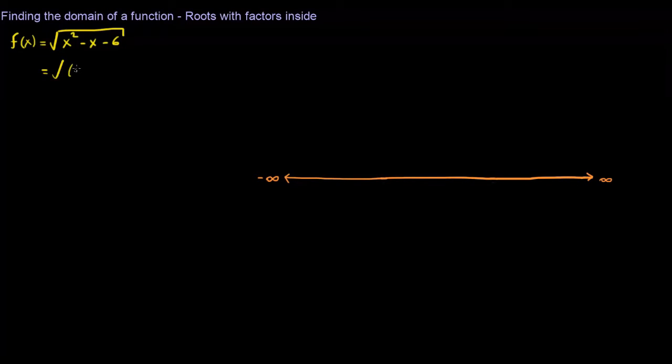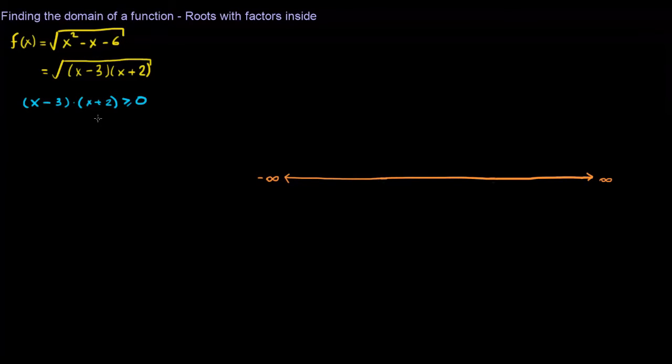Here would be x minus 3 times x plus 2, and that will be the factorization. I'm just going to close the parenthesis here. Now, after that, we have to make sure that what's inside the root, these two factors, has to be greater or equal than 0. So I'm going to write the factors just like they are here, multiplying x minus 3 times x plus 2. It has to be greater or equal than 0.